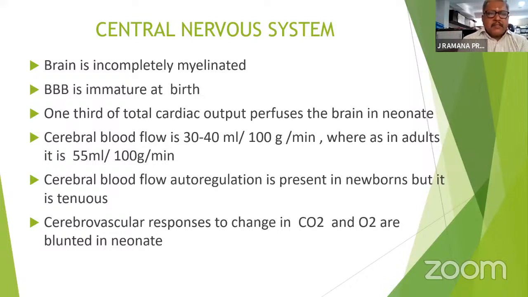Coming to the central nervous system, the brain is incompletely myelinated and the blood-brain barrier is immature at birth. One third of the total cardiac output perfuses the brain in neonates. Cerebral blood flow is 30 to 40 ml per 100 grams per minute in the pediatric population, whereas in adults it is around 55 ml per 100 grams per minute. Cerebral autoregulation is present in newborns, but it is tenuous. Cerebral vascular responses to changes in PaCO2 and PaO2 are blunted in neonates.